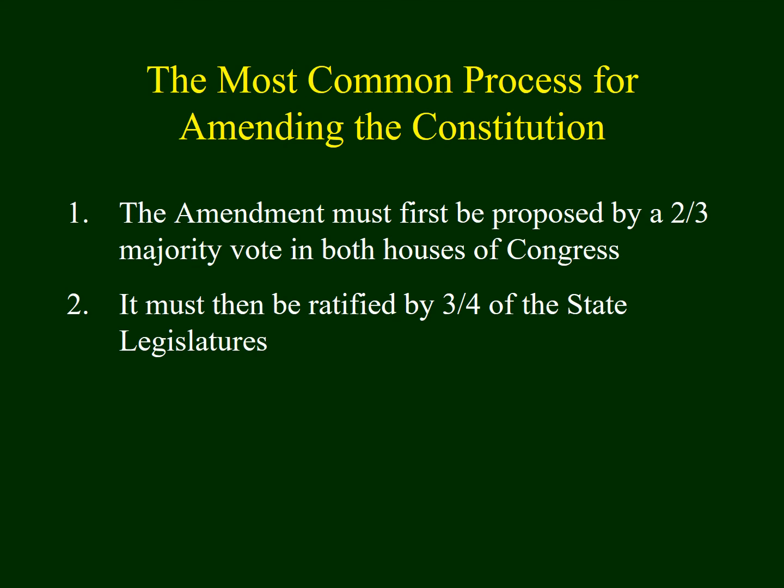The Constitution identifies some processes for passing amendments. The most common process involves 2 steps. First, an amendment must be proposed. It's proposed by a 2/3 majority vote in both the House of Representatives as well as the Senate. The second step involves ratification. It then would need to be ratified by 3/4 of the state legislatures.